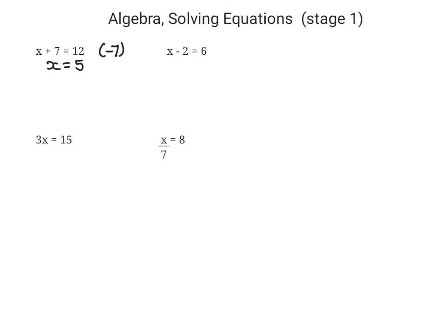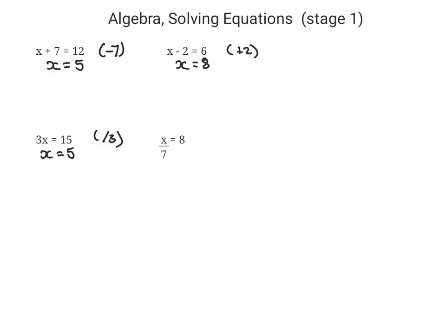On the second equation, we're going to cancel out the subtracting 2 by adding 2 to both sides. That cancels out the subtracting 2 to just leave us with x, and adding 2 to the 6 gives us 8. On the third equation we're going to cancel out the multiplying 3 by dividing both sides by 3, so that leaves me with an x on the left and 15 divided by 3, 5, on the right.